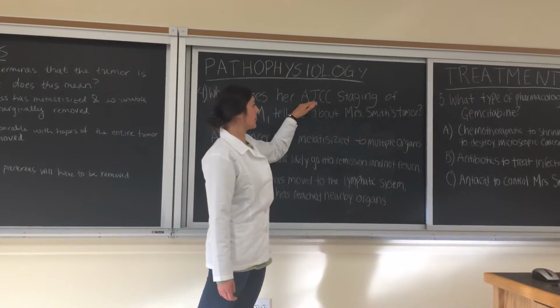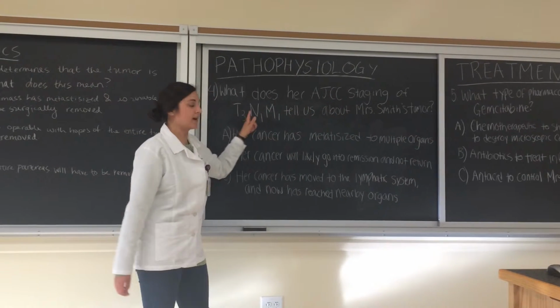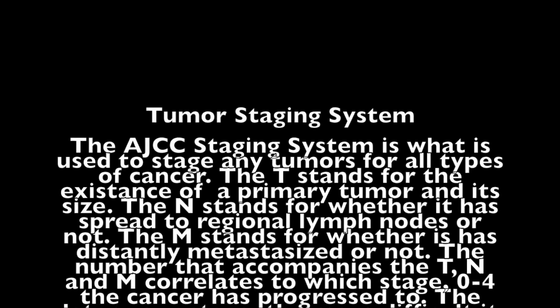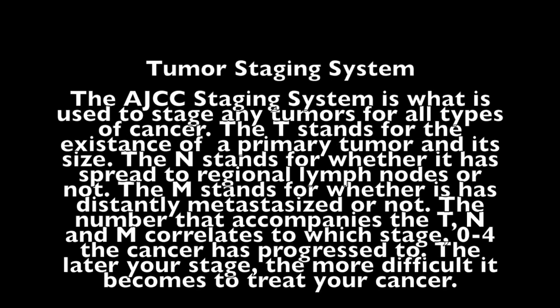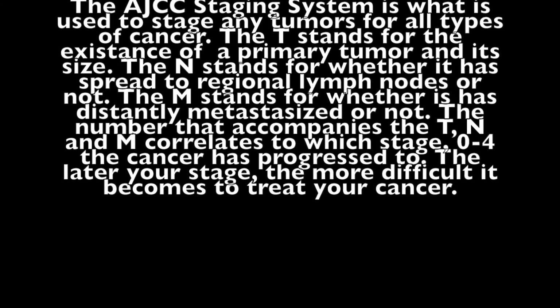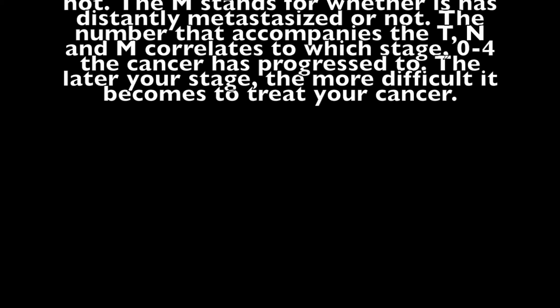All right, so can someone tell me what the AJCC staging is with the TNM? The AJCC staging system is what is used to stage any tumors for all types of cancer. The T stands for the presence of a primary tumor and its size. The N stands for whether it has spread to regional lymph nodes or not, and the M stands for whether it has distantly metastasized or not. The number that accompanies the T, N, and M correlates to which stage, 0 to 4, the cancer has progressed to. The later your stage, the more difficult it is to treat your cancer.